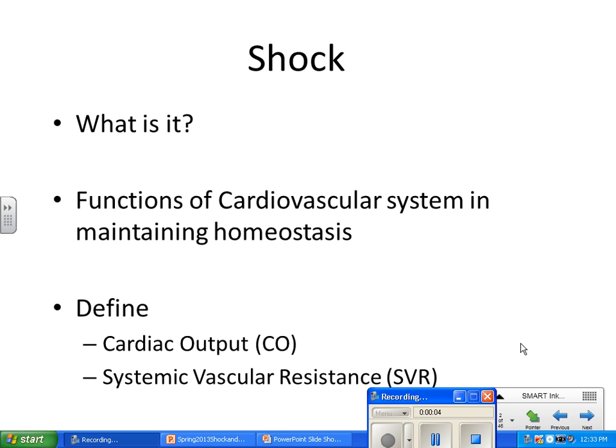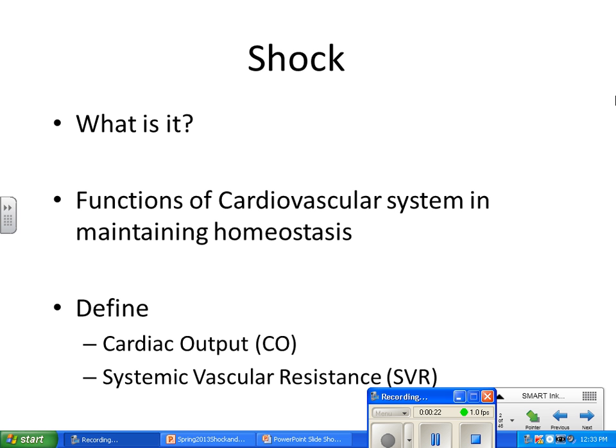And the first thing we have to do is just kind of do a little bit of a review of what is the definition of shock? What does our heart do? What does our cardiovascular system do to help maintain homeostasis? And review a couple of the little definitions that are going to be referenced in this particular lecture.